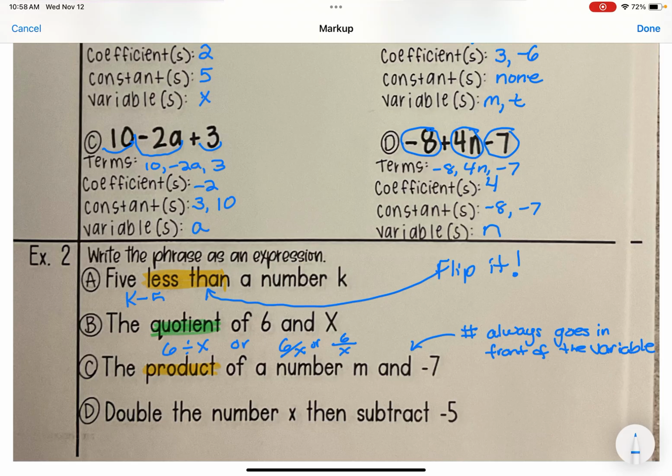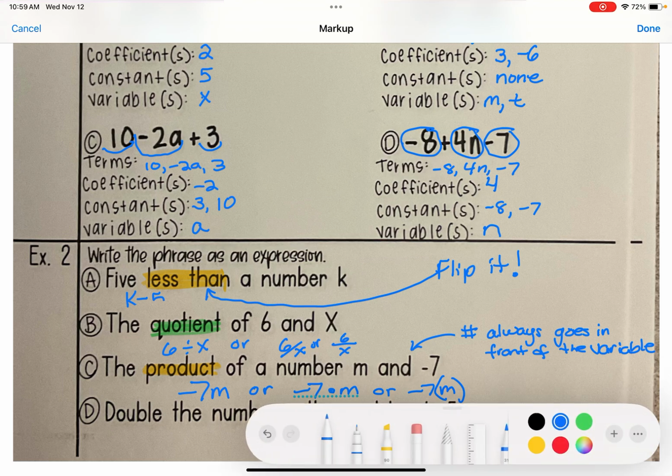Because for this one, you would think we would put m times 7, but we're not. We actually put -7. So we need to put -7m. That means -7 times m. Or we could write it like this, -7 times m. Because I know when I have something in parentheses right next to a number, it means multiply.